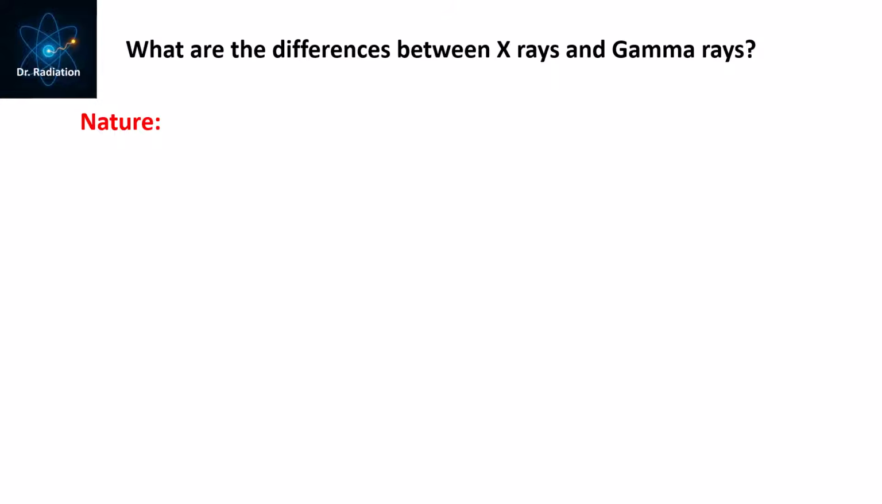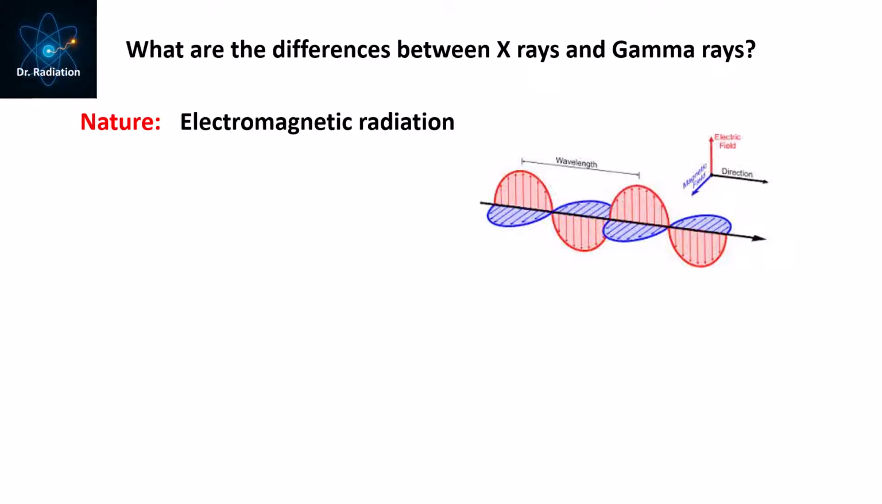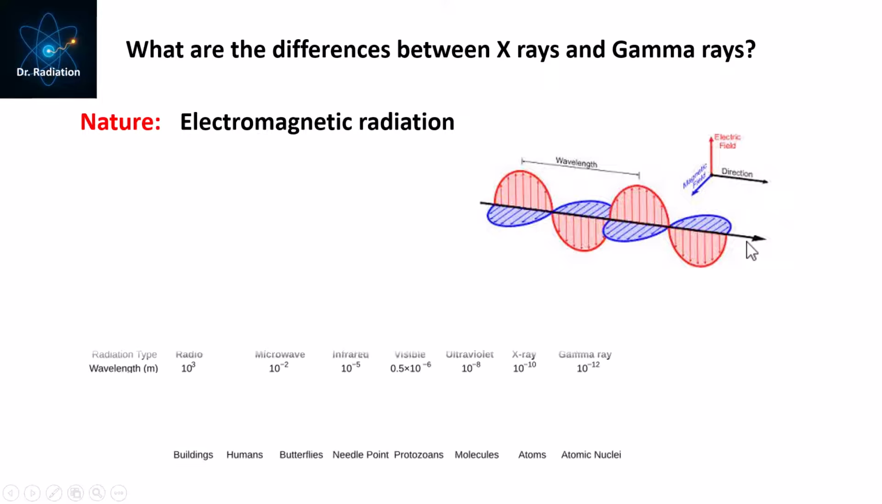Let's first start with the nature of these rays. They are actually both electromagnetic radiation. And if you don't know what electromagnetic radiation or an electromagnetic wave is, I should tell you that they are a type of energy that travels through space at the speed of light. They are made of two components, an electric field and a magnetic field, that oscillate at right angles to each other and to the direction that the wave is moving.